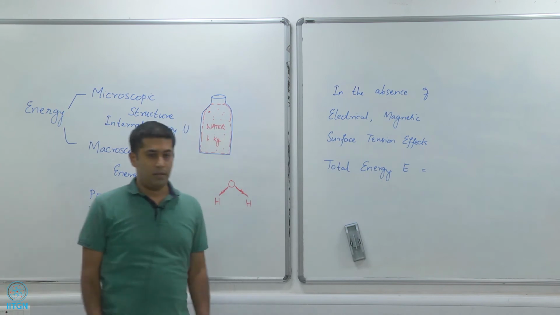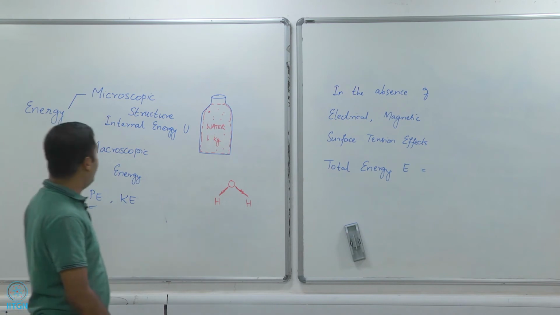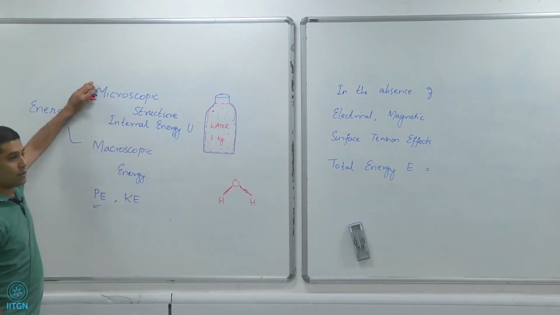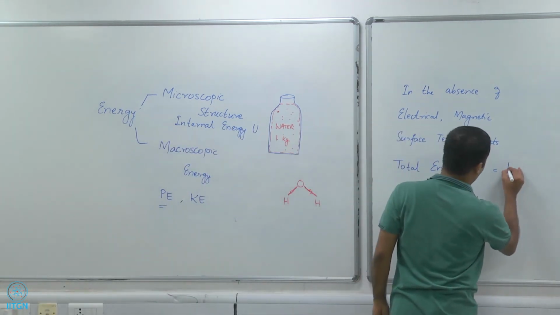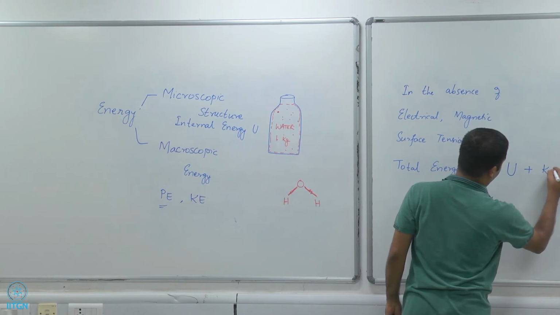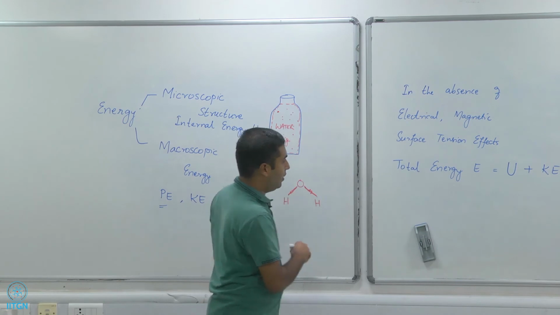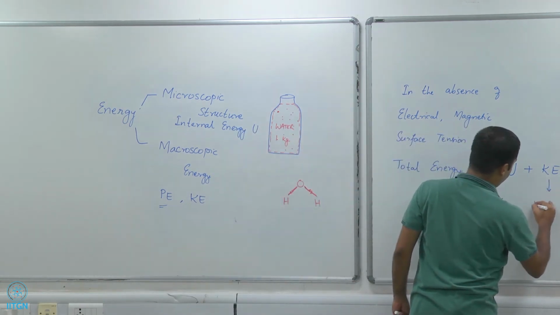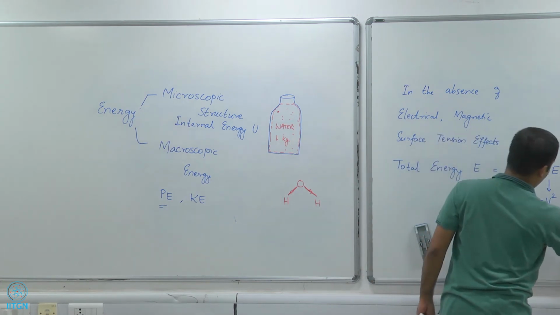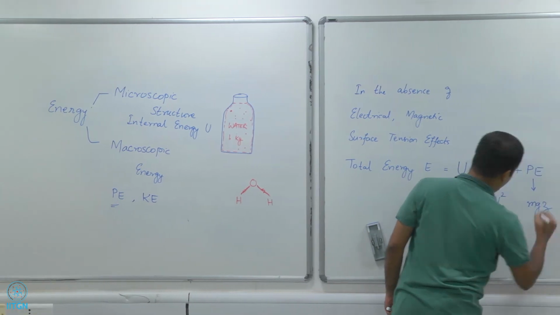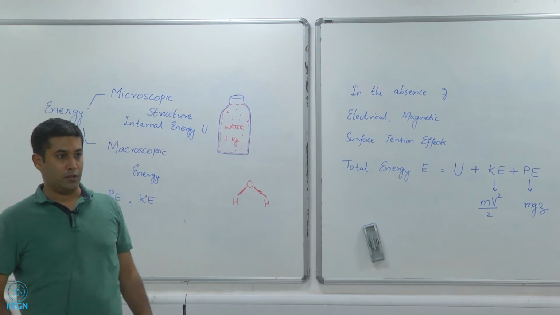I can define a total energy E of the system, and the total energy is defined as a sum of this microscopic structural energy plus the macroscopic energy. So, I can define it as the microscopic energy U plus the kinetic energy plus the potential energy. And how is this defined? This is m times v squared by 2. And this, we know, is m times g times z, where z is the height from a particular reference point, right?